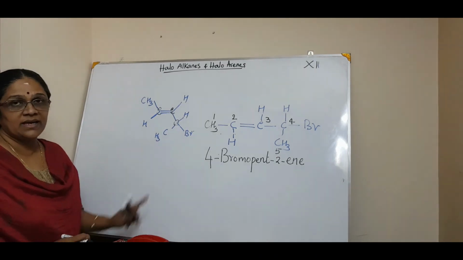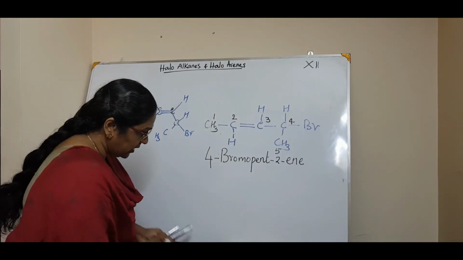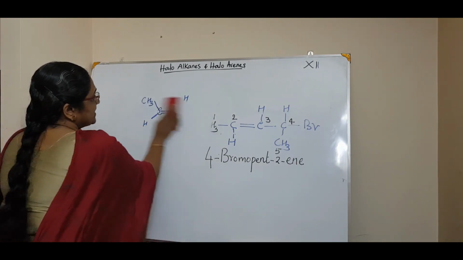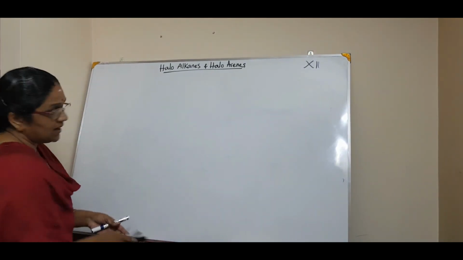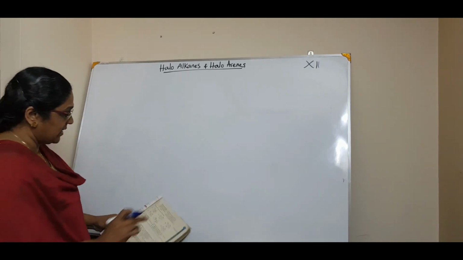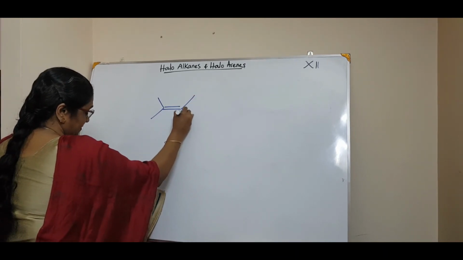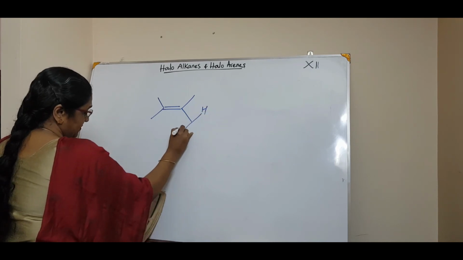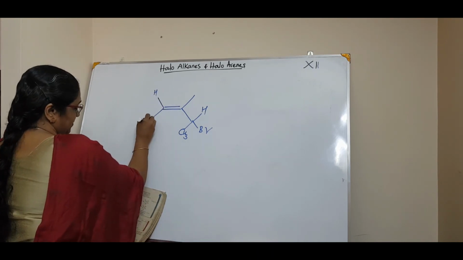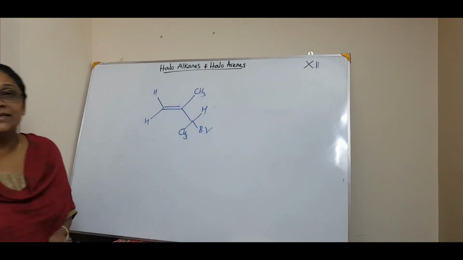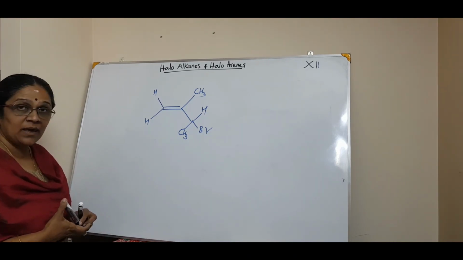Okay, we will have one more like this. Just I'll rub this. We will do one more, just stretching out and numbering it. Next compound is, just you tell me. Okay, this is the compound. Now tell me how you will name this compound.